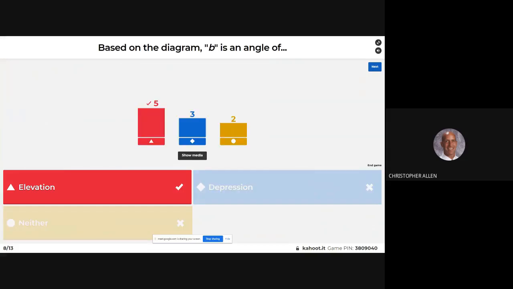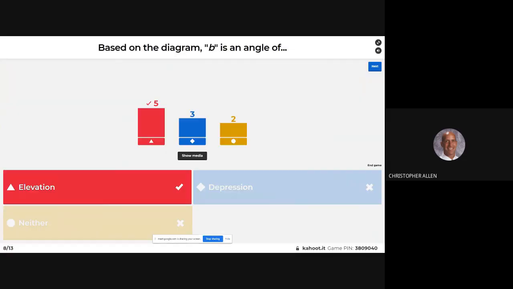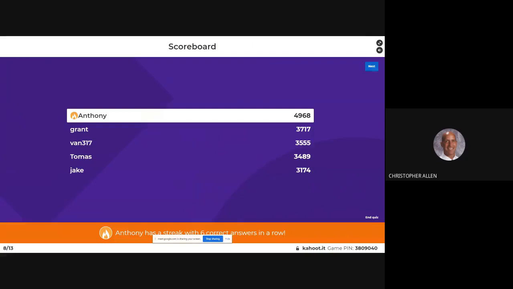Okay. It's an angle of elevation, guys. Angle B, you've got to look up, so that's going to be an angle of elevation.